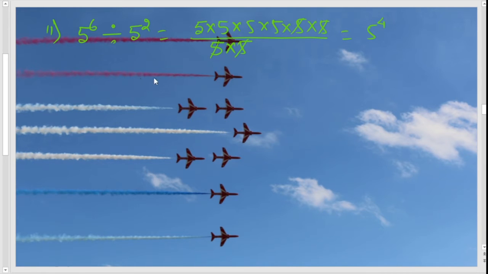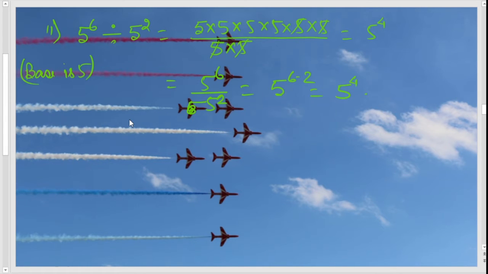So we can also write it like, when the base is 5, 5 to the power 6 divided by 5 to the power 2 is equal to 5 to the power 6 minus 2, that is 5 to the power 4. So this example also shows that when the base is common, that is, the base is the same, the exponents are subtracted.